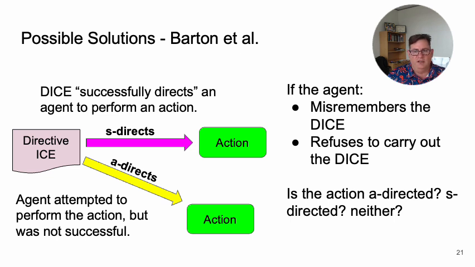Also, we should consider cases, again, when the agent refuses to carry out a DICE. If the agent performs an action that contravenes an action directed by the DICE, does the DICE S-direct or A-direct the contravening action? Neither makes sense. And after all, we perform lots of actions that are not directed by a DICE. However, in the case of refusal, the directed action is somehow related to the contravening action, but it is unclear what this relation should be in Barton's account.